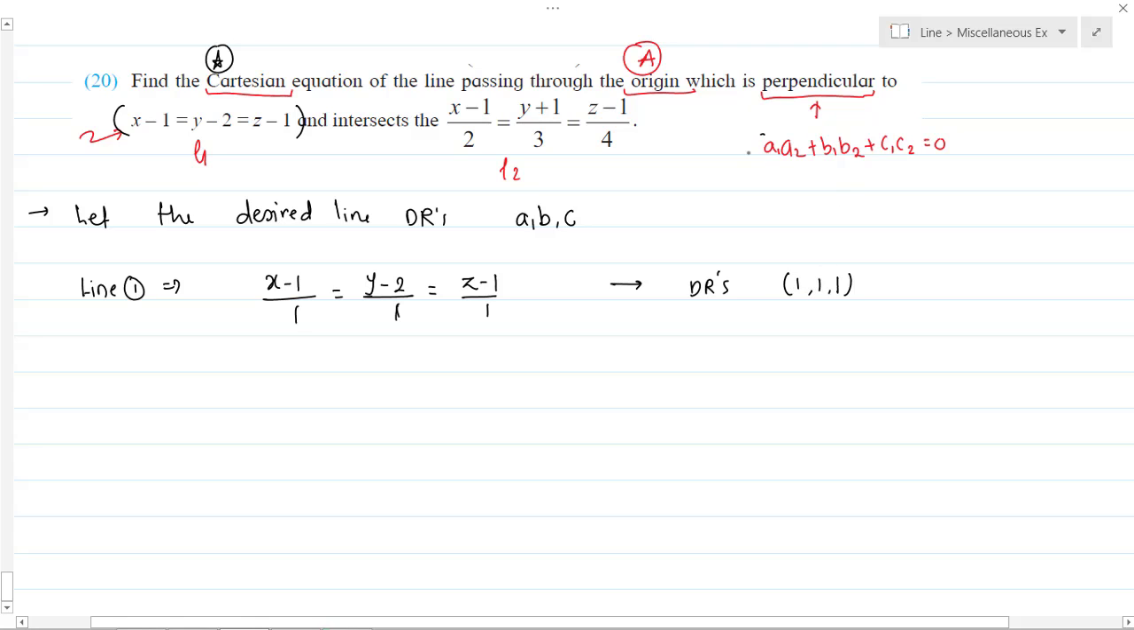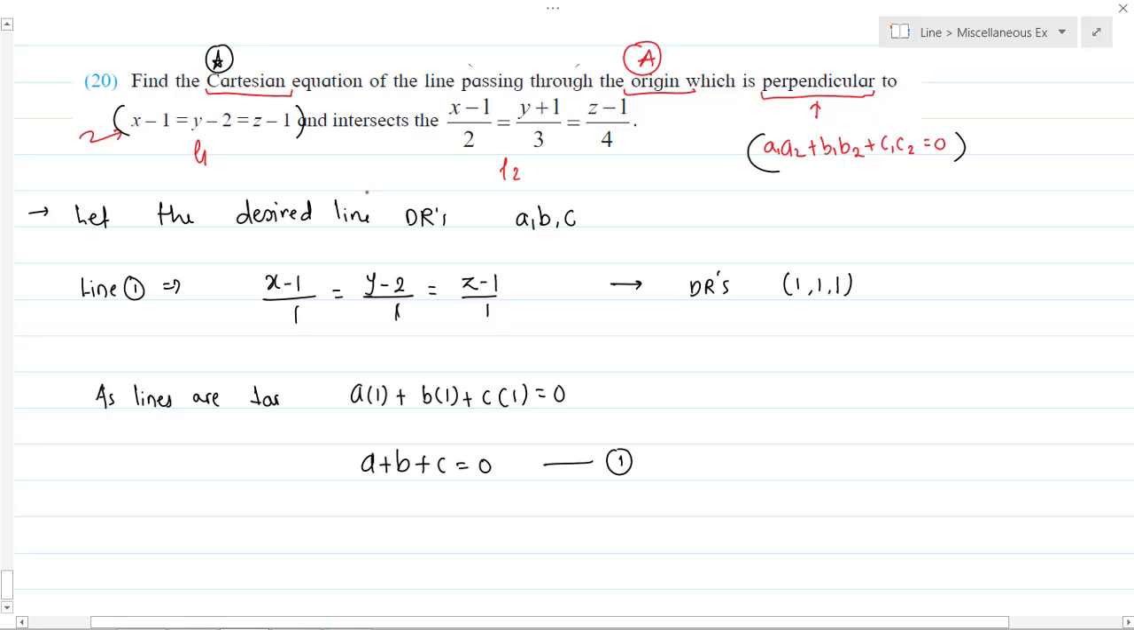Now let's make use of this principle, a1 a2, b1 b2, c1 c2. As the lines are perpendicular, we simply multiply and sum: a into 1 plus b into 1 plus c into 1 equals 0. So we get a plus b plus c equals 0. This is my equation number 1.